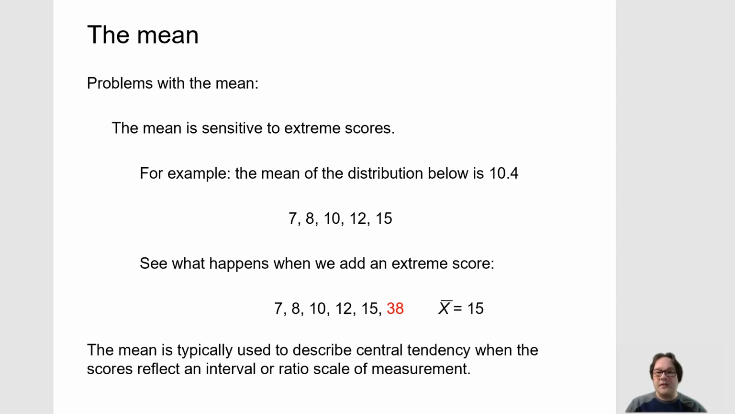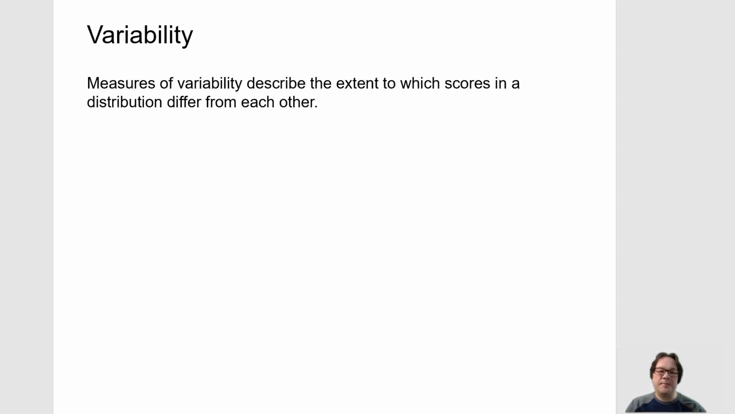So the mean is typically used as a measure of central tendency when the scores reflect an interval or a ratio scale of measurement. And that's the scale that we're mostly going to be dealing with for the rest of the course, this interval ratio scale. Of course, they're 2 separate scales, but we often combine them. So for that reason, the mean is the measure of central tendency we're most often going to be using.